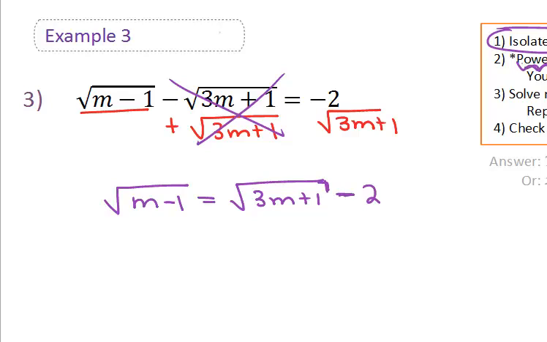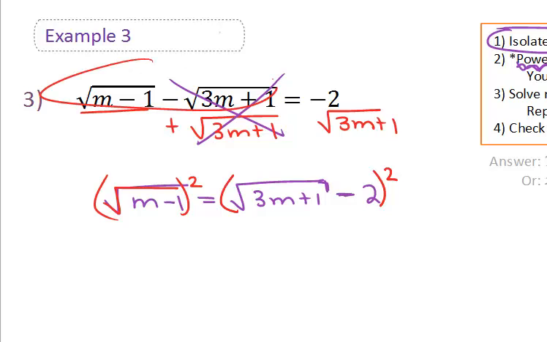Now I need to power both sides. So to get rid of my square root here on the left, I need to square it, which means I need to square everything on the right. Another common mistake that students have is they think that they can just square each piece. That's not true. Remember, you have to square the whole side of the equation as its entirety.